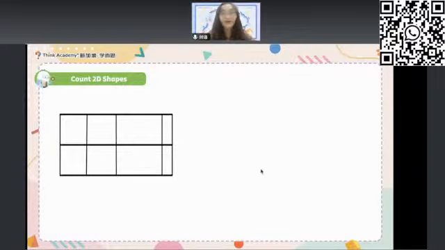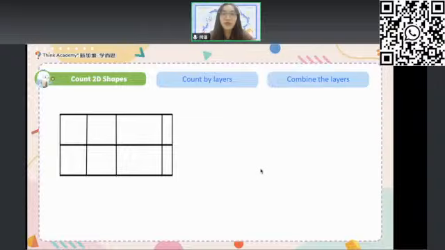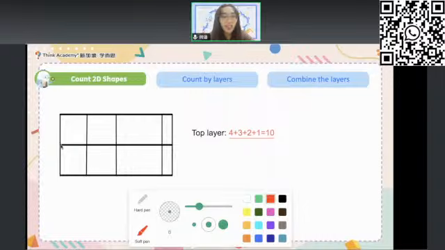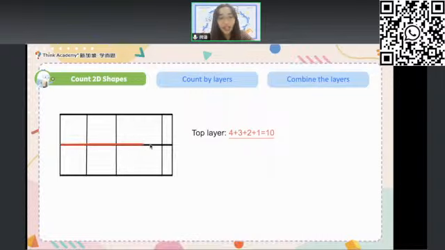Okay, so here you can see that we just count by layers first. So what about the top layer? For the top layer, you just split the figure by the line in the middle. Okay, so now you see that here we have 1, 2, 3, 4 smallest rectangles. And then applying the conclusion, we have 4 plus 3 plus 2 plus 1, which is 10. Okay, and what about the bottom layer?